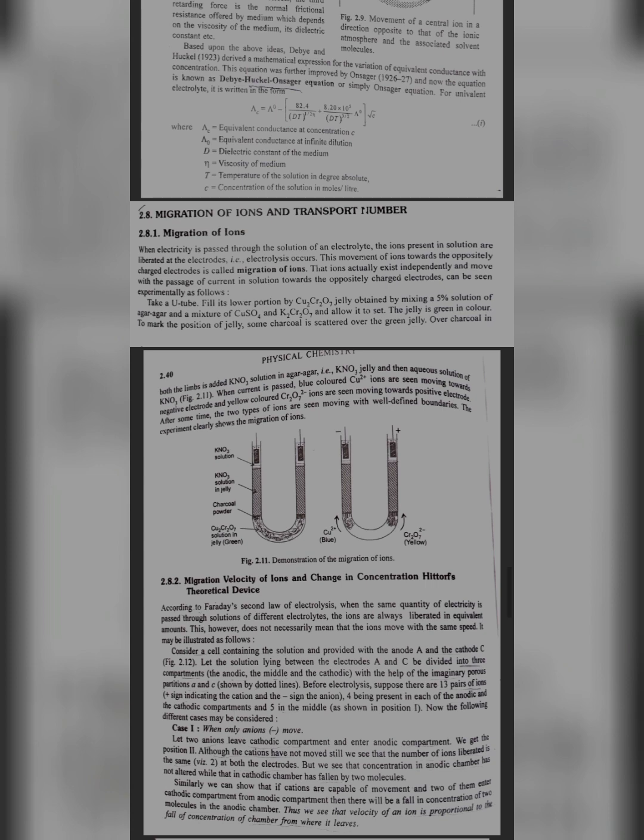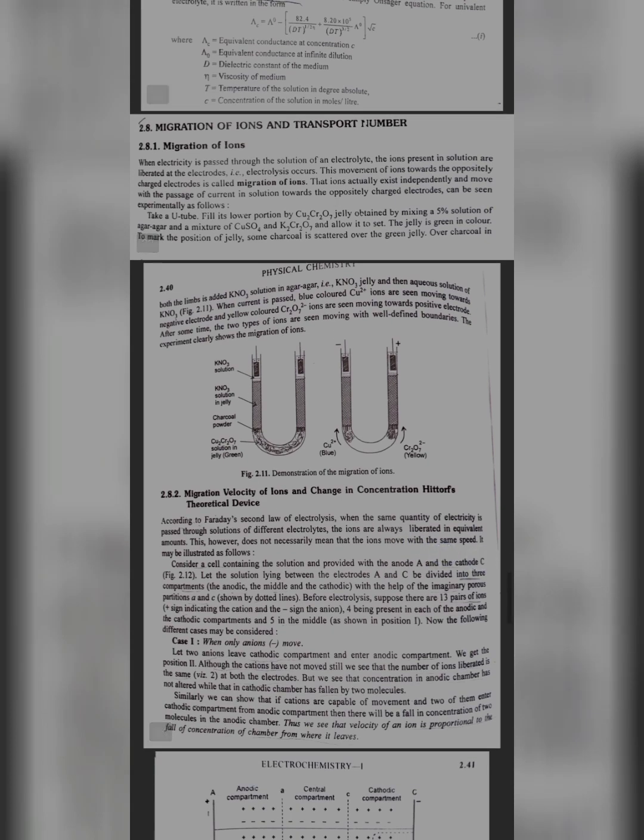To mark the position of the jelly, some charcoal is scattered over the green jelly. Over the charcoal in both limbs is added KNO3 jelly in agar-agar and the aqueous solution of KNO3. When current is passed, blue colored Cu2+ positive ions are seen moving toward the negative electrode and yellow colored Cr2O7 2- negative ions are seen moving toward the positive electrode. After some time, the two types of ions are seen moving with well-defined boundaries. This experiment clearly shows the migration of ions.